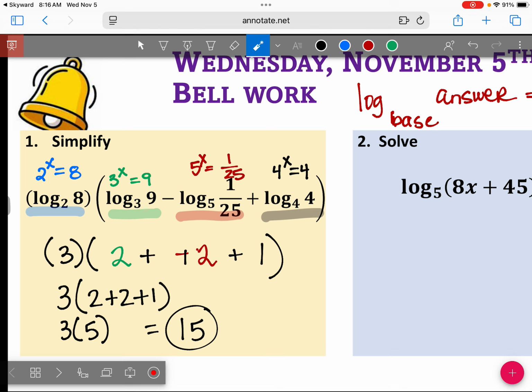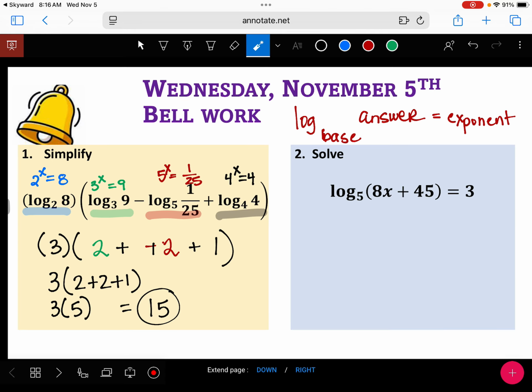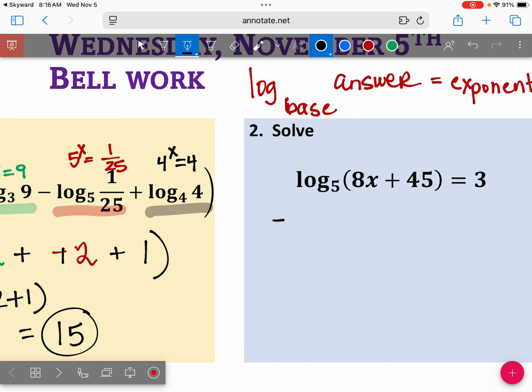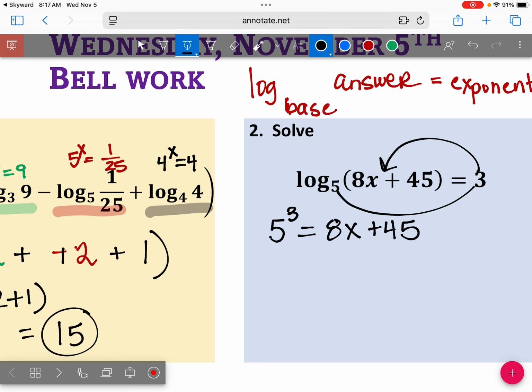All right, this last one, this is not a full statement. Okay, so I cannot figure this out because what this is saying is we don't know the answer. So what I'm going to do is a rewrite. So when I do my rewrite, it would be 5. Remember, this is my exponent to the power of 3 equals 8x plus 45. Go ahead and solve it out. Figure out what 5 to the power of 3 is, and then solve it.